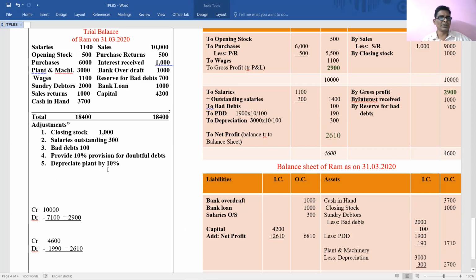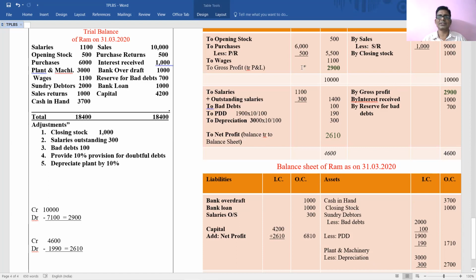And depreciate plant by 10%. How much plant is there? 3000. 10% of 3000 means 300. 3000 into 10 by 100, 300 depreciation, and less from plant and machinery, 3000 minus 300, 2700. So this is the final account.